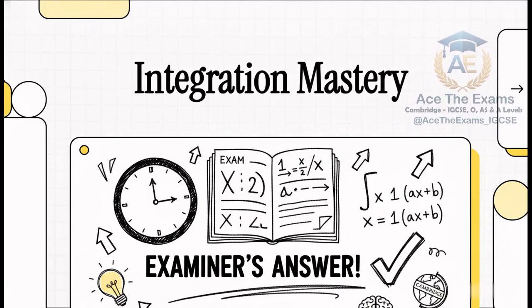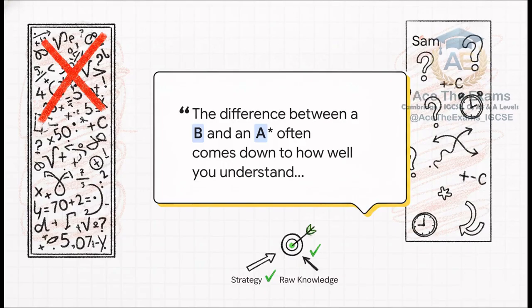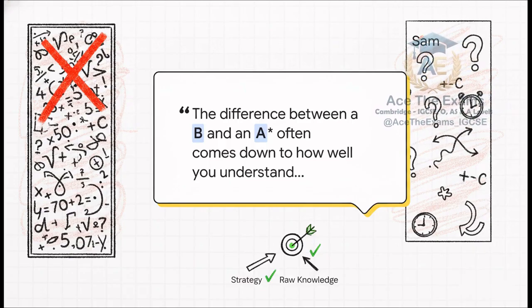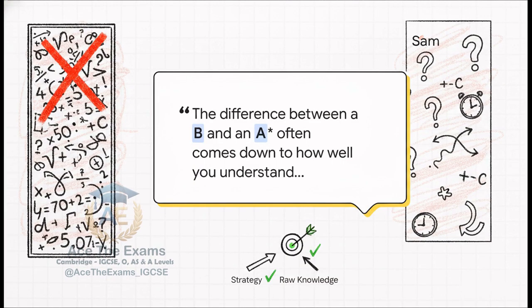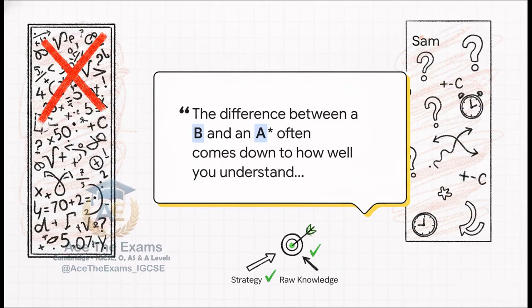So let's get started. Right off the bat, we have a fascinating quote. A senior Cambridge examiner recently noted that the difference between a B and an A star often comes down to this specific topic: how well you understand integrating sums of terms in powers of x. Let's really look at why that is. Imagine two students tackling the exact same past paper question under that same ticking clock.